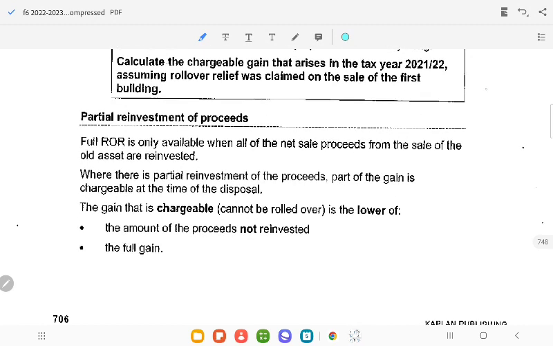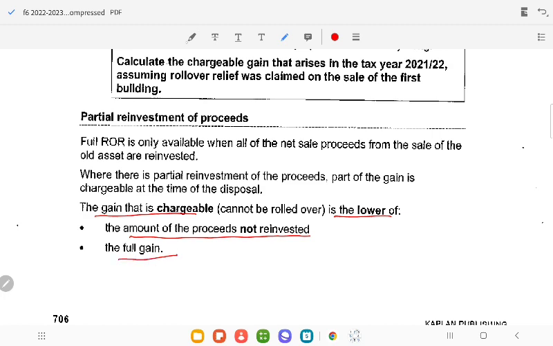Remember that if there is a partial reinvestment, meaning the whole amount of sale proceeds of the first asset was not fully reinvested, in that case, the chargeable part of gain is the lower of: the amount of proceeds not reinvested and the full gain. Whichever is less is said to be your chargeable gain.